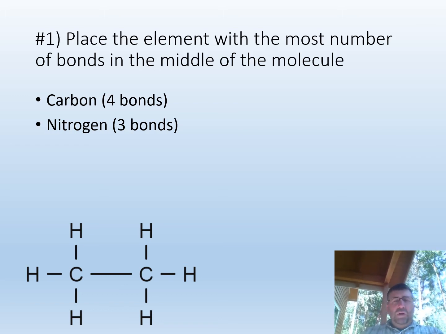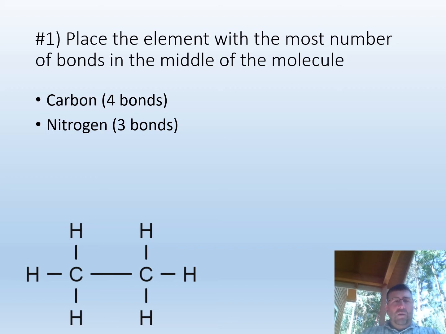So take a look at this molecule right here. This is C2H6, which is ethane. Notice how I have the carbons in the middle of the molecule because they can make the most bonds. And I've got these hydrogens who make fewer, only 1 bond, on the outside.